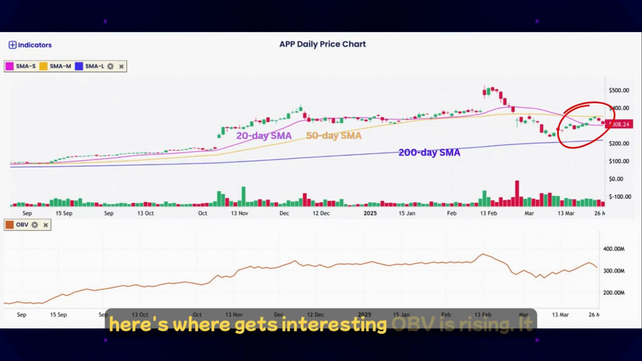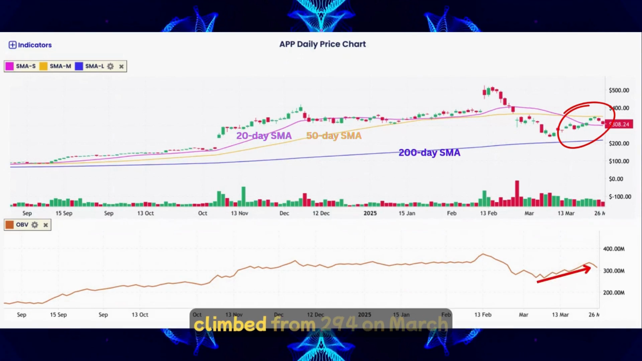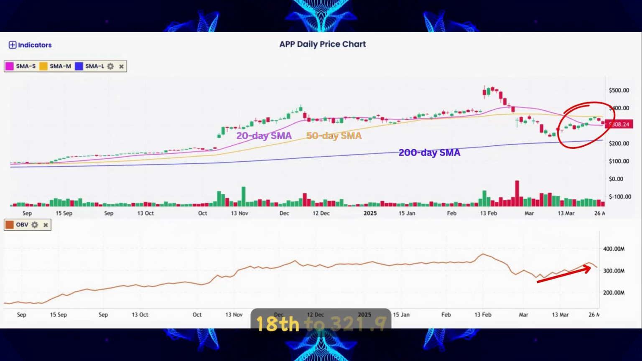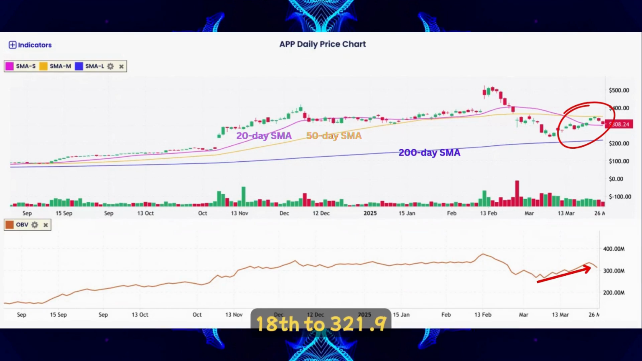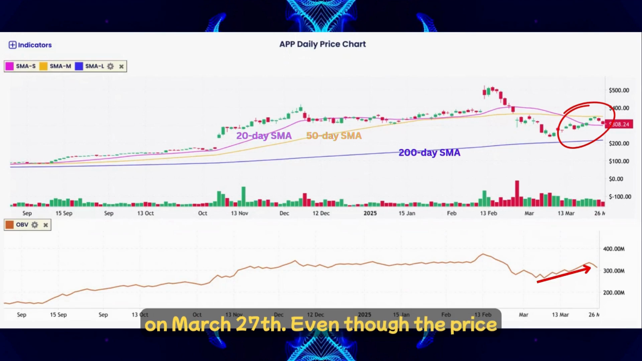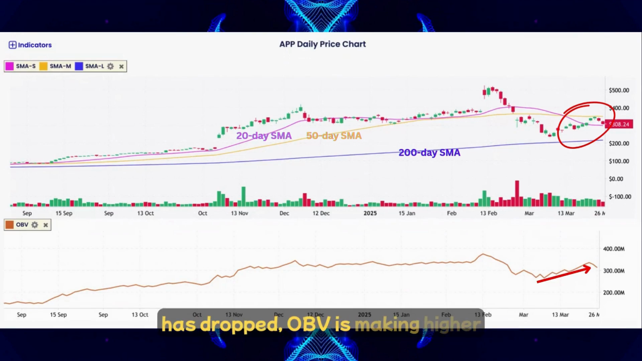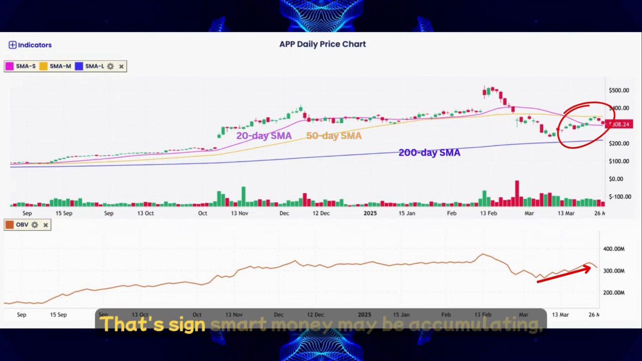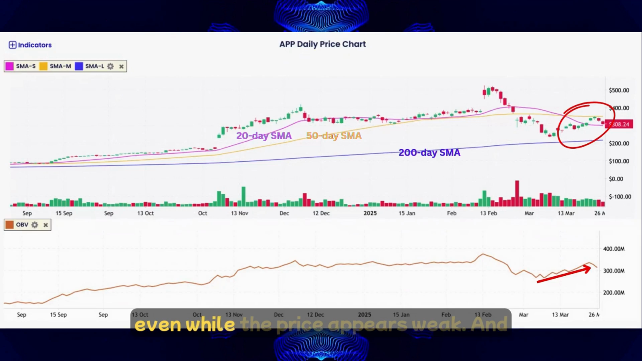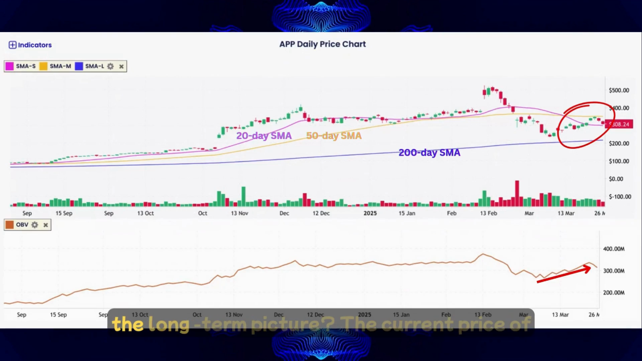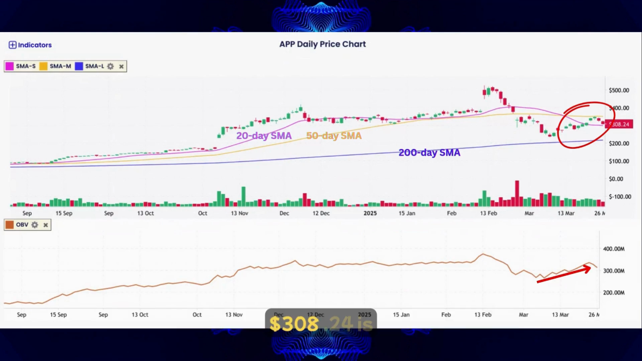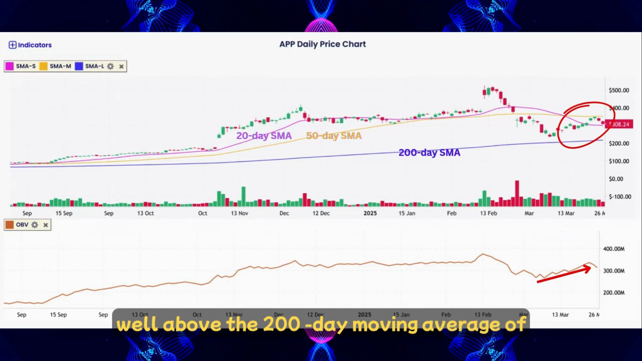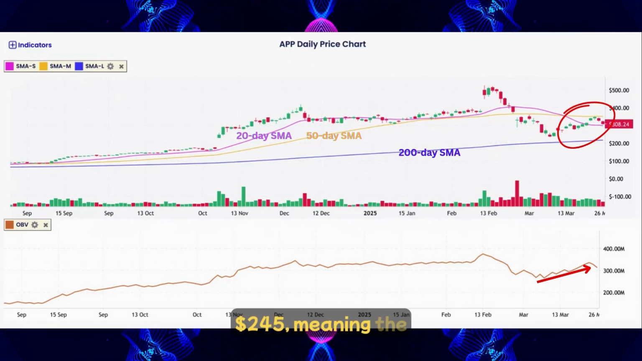But here's where it gets interesting. OBV is rising. It climbed from 294 on March 18th to 321.9 on March 27th. Even though the price has dropped, OBV is making higher lows, showing a classic bullish divergence. That's a sign smart money may be accumulating, even while the price appears weak. And the long-term picture? The current price of $308.24 is well above the 200-day moving average of $245, meaning the macro trend is still bullish.